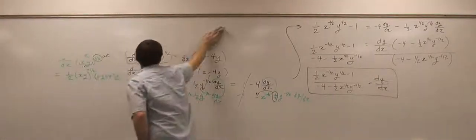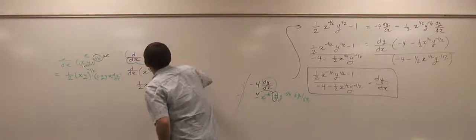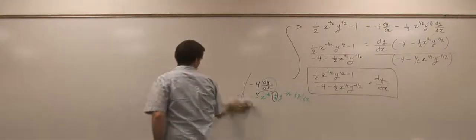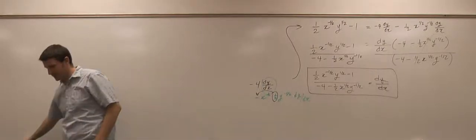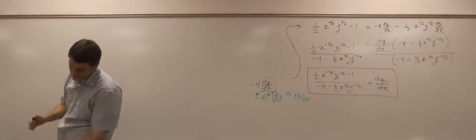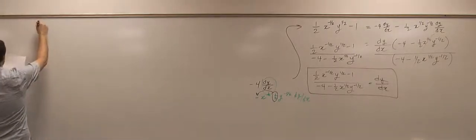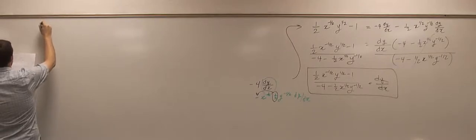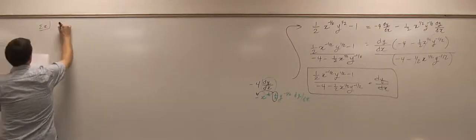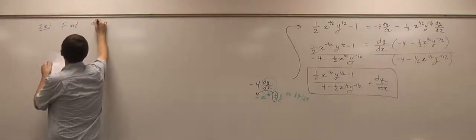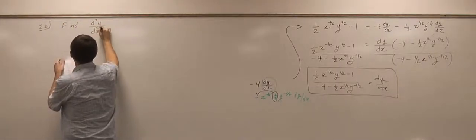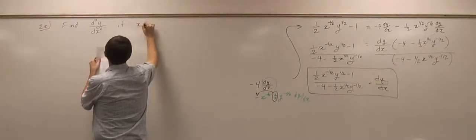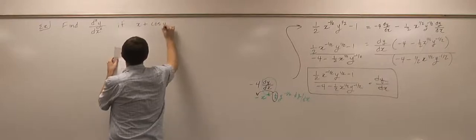So I didn't show you last time, I'm going to show you right now, how to take the second derivative implicitly. Derivative of the derivative. Just want to do an example about that. This is still related to rates. I mean, not related rates, implicit differentiation. So I want to find d squared y over dx squared if x plus cos y equals 2.